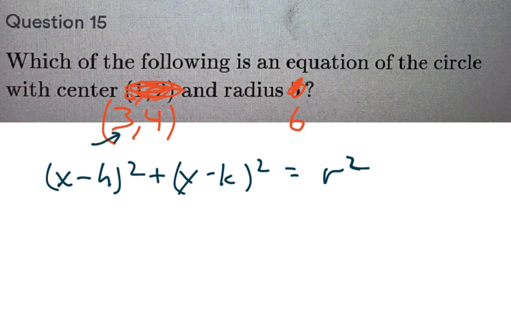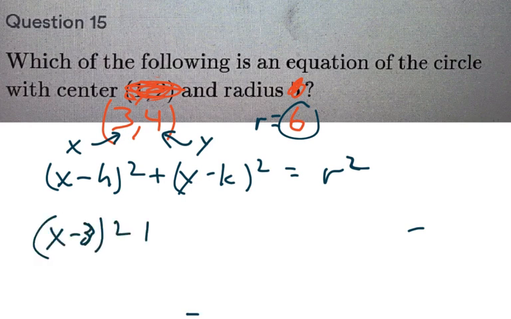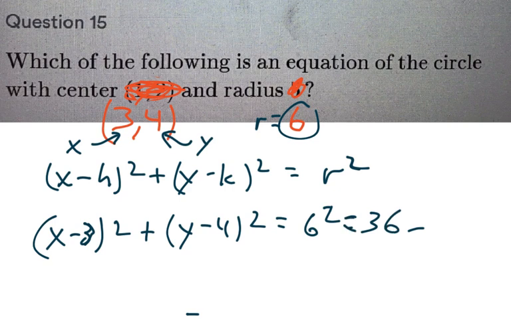Well, guys, the x number, do you agree, is 3. The y number in my case is 4. And my radius, r, is 6. I made that up. It's different than yours. So what would I do? I would say x minus 3 squared plus y minus 4 squared equals 6 squared, which is 36.